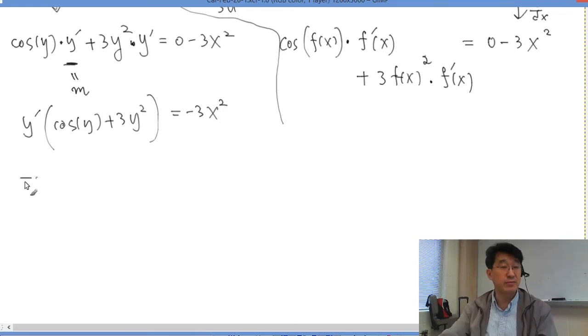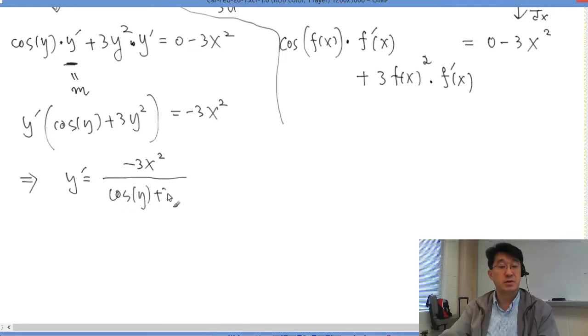Right, divided everything by what's in the parentheses, right? So what is that? Y prime equals negative 3x squared cosine y plus 3y squared. That's the final answer. I want you to go ahead and circle this one.